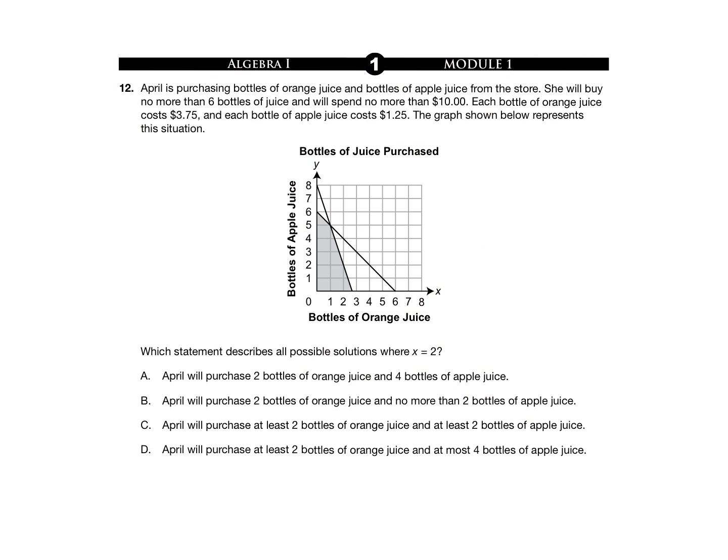Okay, last but not least for module 1 here. April's purchasing bottles of orange juice and bottles of apple juice from the store, and they give you this whole blurb about how she is spending her money and how much they cost. The graph below shows the situation. So they are giving you the actual graph again. So you don't have to do anything other than interpret the graph.